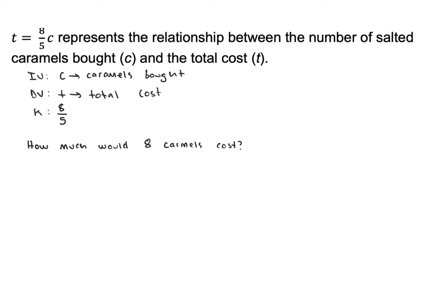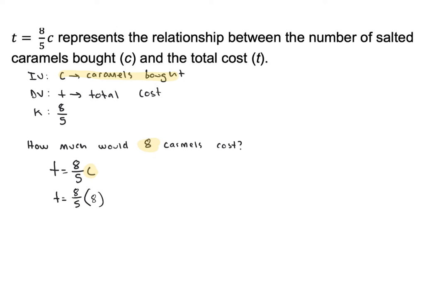So since the total cost is what we're looking for, and what we have is the number of caramels, C, we can use our equation, T equals 8/5 C. And we now know that C is going to equal 8. So let's replace it. We can say, well then, T is equal to 8/5 times 8, and just plug that into our calculator.